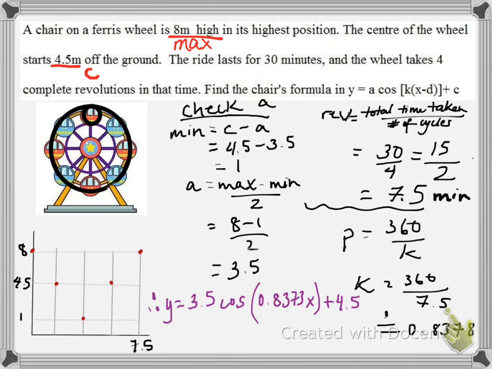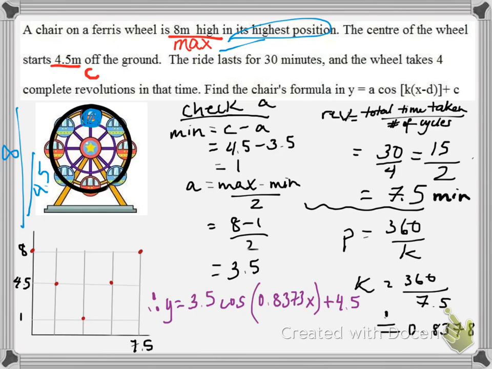So, a chair on a Ferris wheel is 8 meters high in its highest position. That's how I knew it was the max. So, this spot right here would be 8 meters. The center of the wheel starts at 4.5 meters off the ground. So, from the center to the bottom is 4.5. That would be C, the vertical shift.